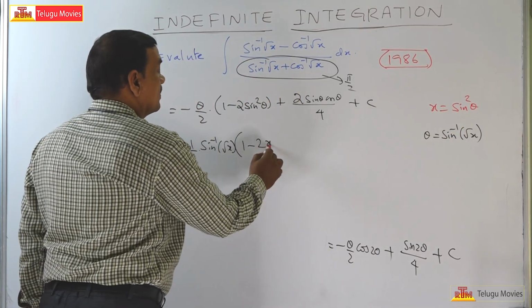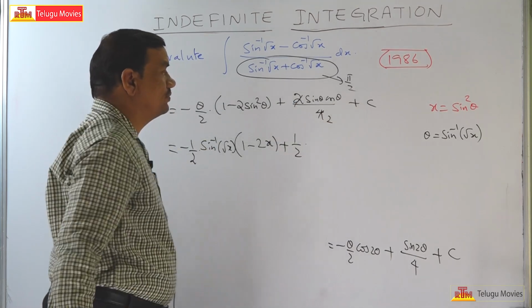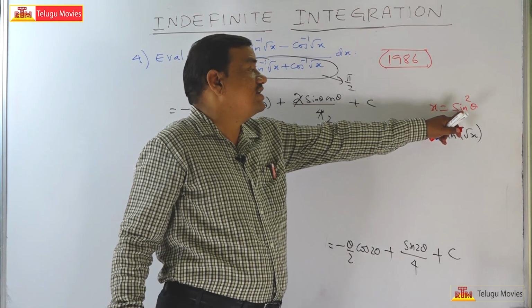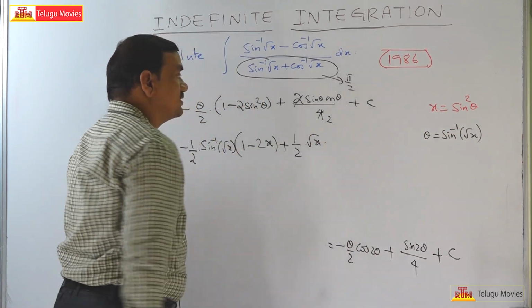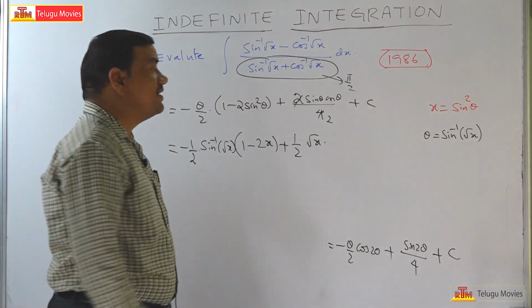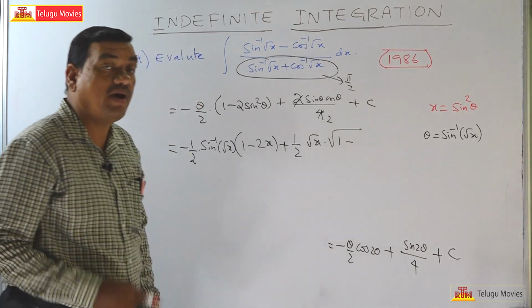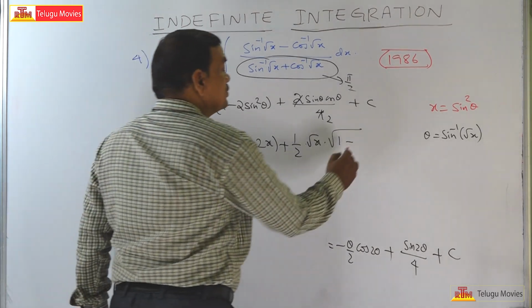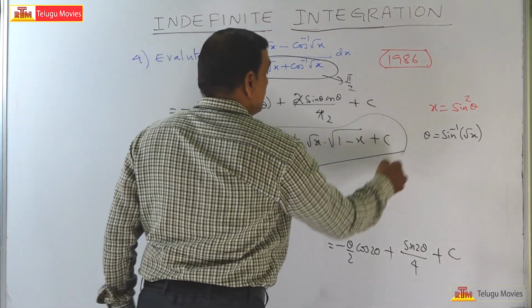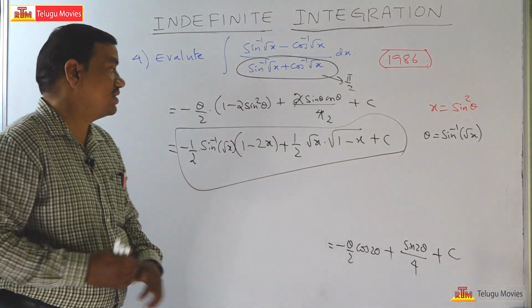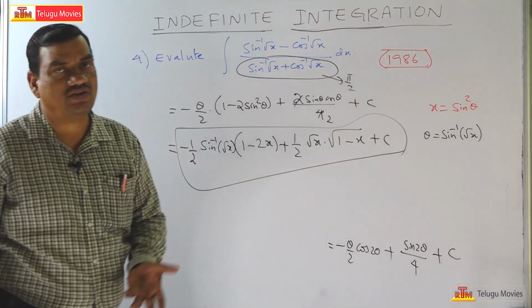X plus 2 to cancel 1 by 2 into sin theta is equal to how much? Root x. Cos theta means how much? Root of 1 minus sin square theta. Sin square theta means x plus c. So, this will be your option answer. Of course, he multiplied x inside root of x minus x square. That is your final answer.